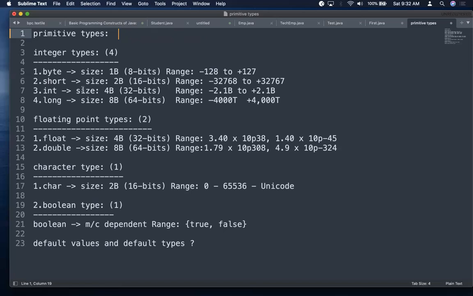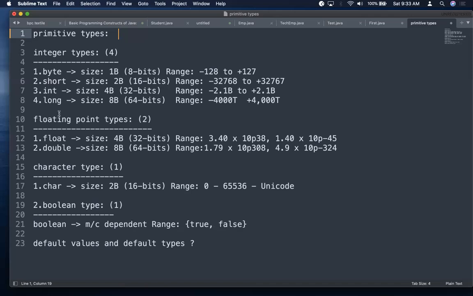As I told, there are 4 integer types. The first one is byte, to represent numbers which are very small, and short is the other data type to represent numbers in the small to medium range, and int to represent slightly bigger numbers, and we have long, which is to represent very big numbers.